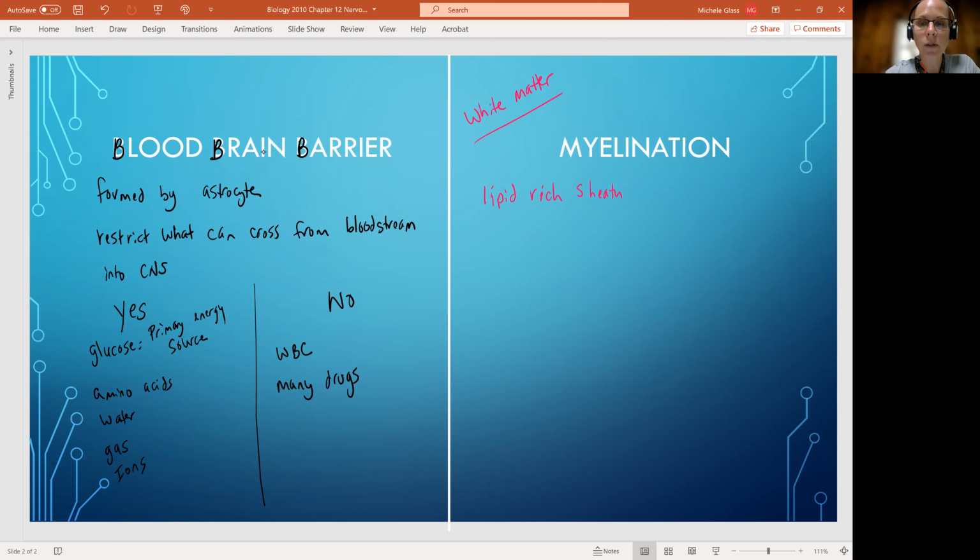Remember, it's being produced by the oligodendrocyte and the Schwann cell. It's increasing the rate of action potential propagation.